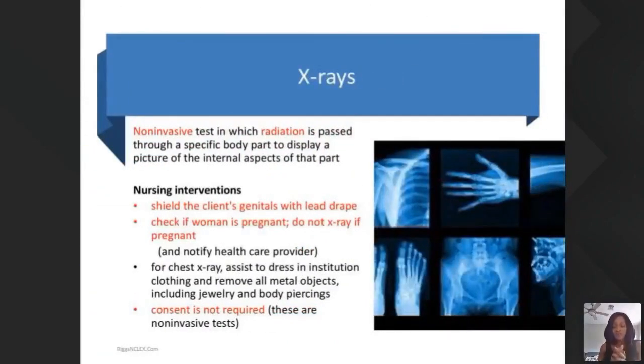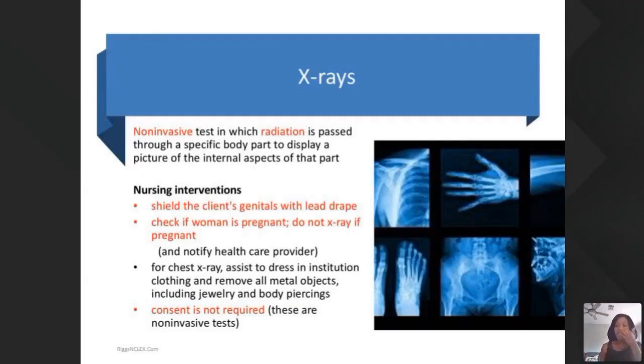All right, x-rays. X-rays are non-invasive, okay? Hence why we don't need an extra consent. They're not invasive. These are tests that use radiation. The radiation is the big deal with the x-ray, okay? So radiation is passed through that body cavity in order to paint that picture for you, right? So nursing intervention, priority with x-rays whenever you're doing these, is to protect from that exposure to the radiation, okay?